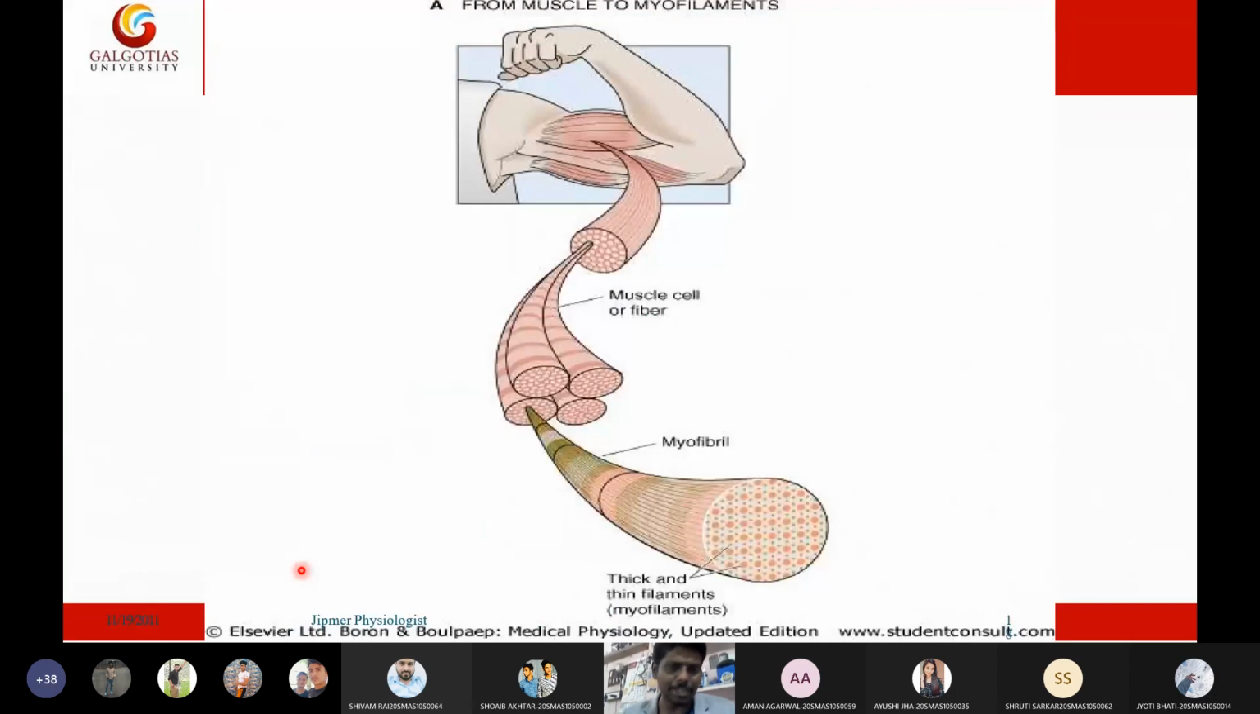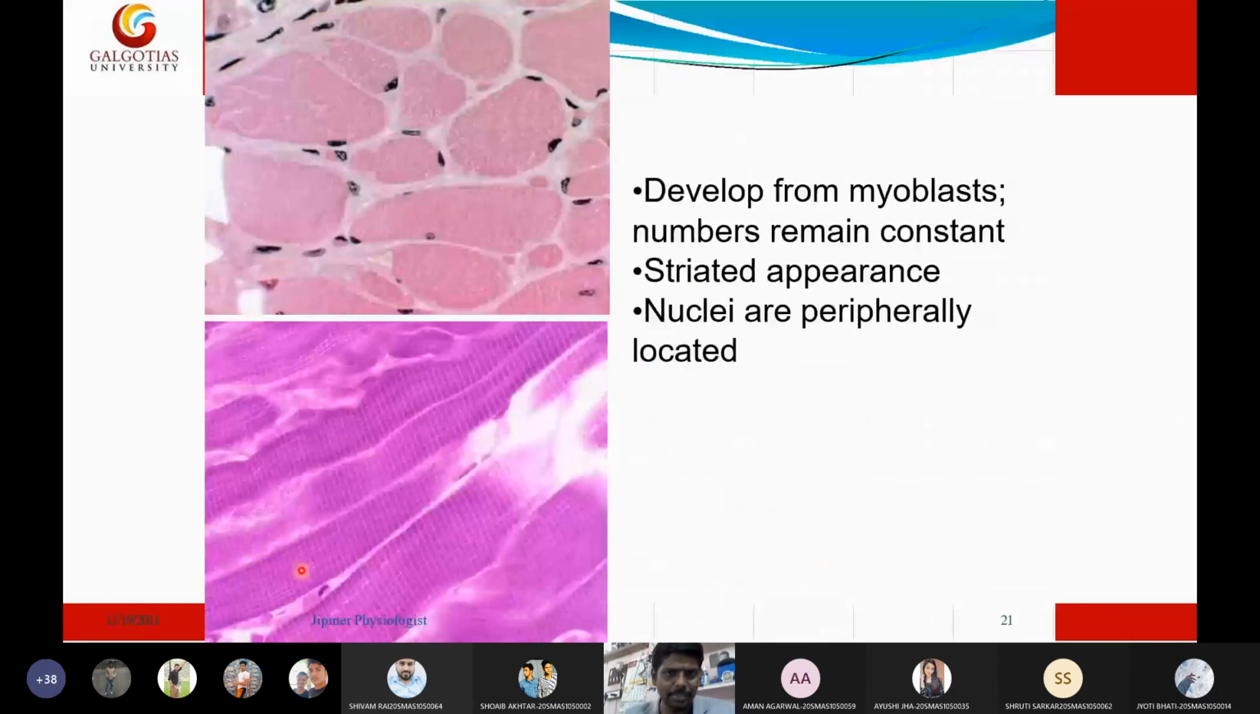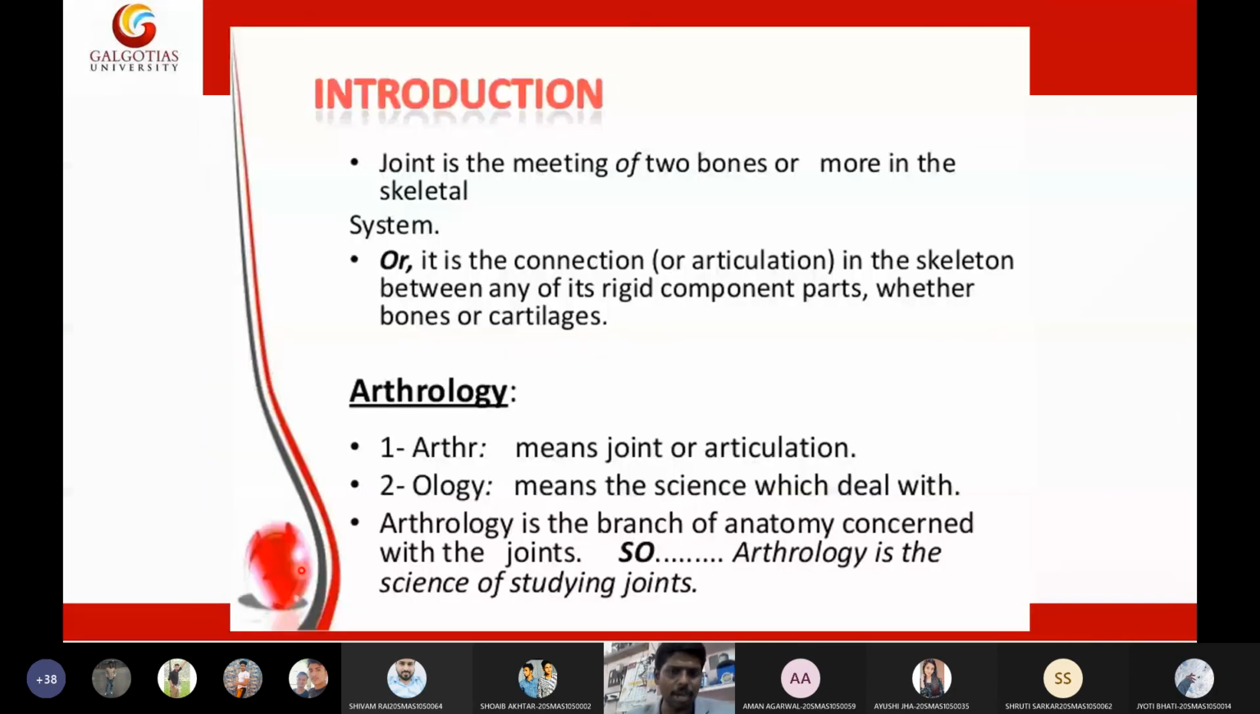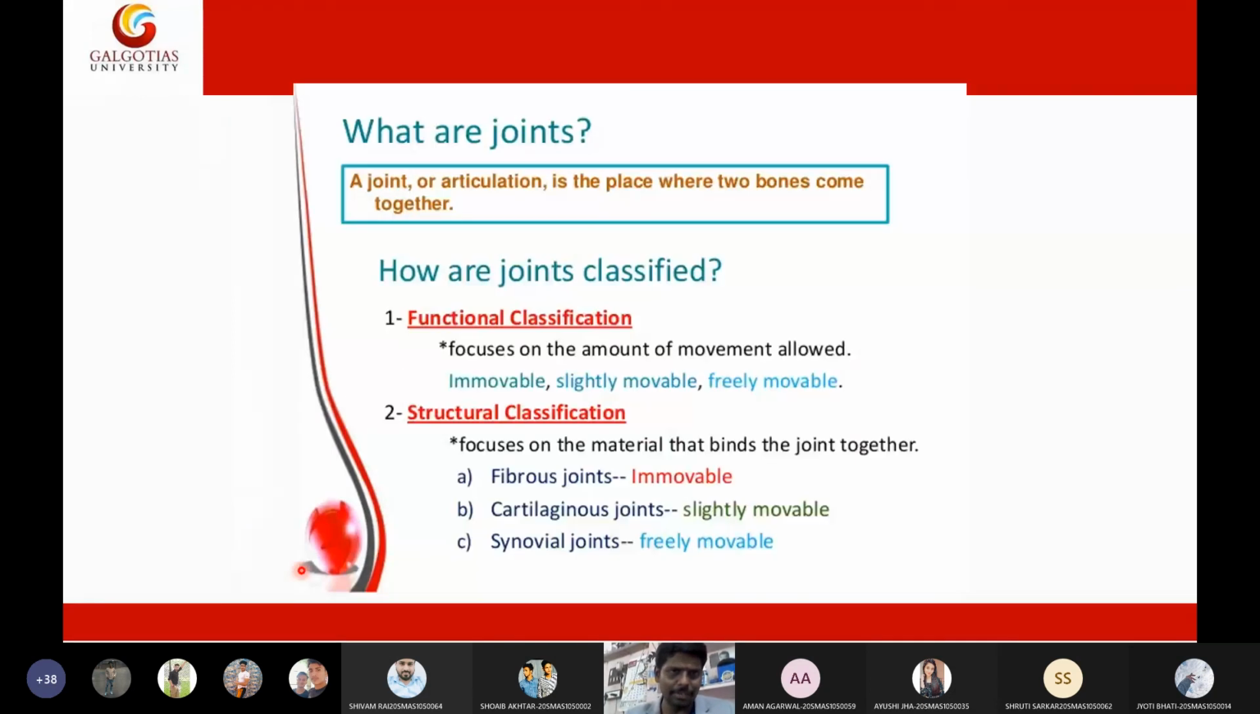First we discussed the structure of muscle, which we already finished. Then we discussed the joints. The study of joints is called arthrology. Then we discussed the classification of joints. Depending upon their mobility, they are of 3 types: immobile, slightly mobile, or freely mobile. Immobile are the fibrous joints, slightly mobile are the cartilaginous joints, whereas the synovial joints are the freely mobile joints.